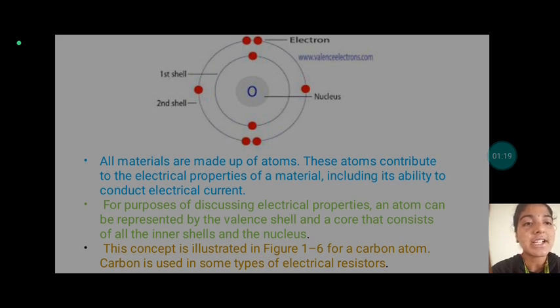The concept is illustrated in figure 1.26 for a carbon atom. Carbon is used in some types of electrical resistors.